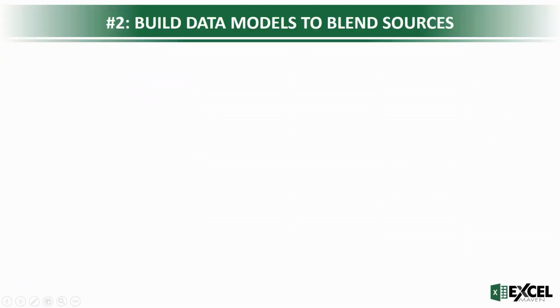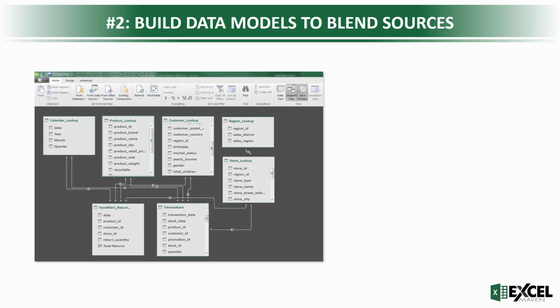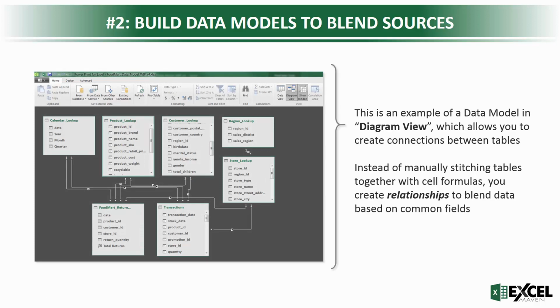Now again, the second key benefit, build data models to blend sources. What we're looking at here is an example of the data model in what's called diagram view. And diagram view allows you to see your tables kind of as individual objects and then draw or create relationships between them. So instead of manually stitching those tables together with cell formulas, we're going to work with relationships to blend that data based on common fields. So let's jump back to Excel and I'll show you what that looks like.